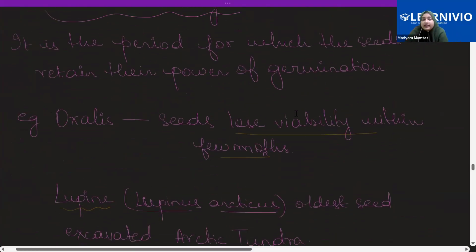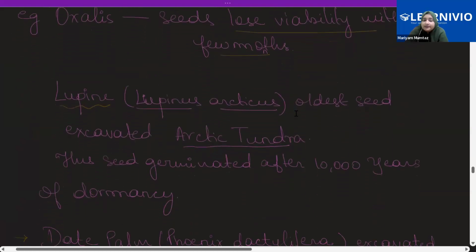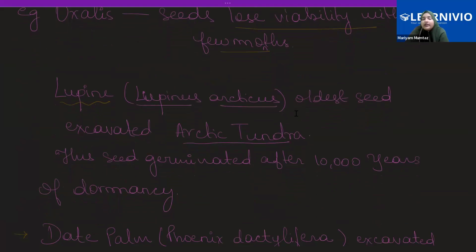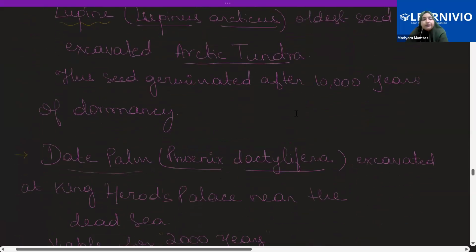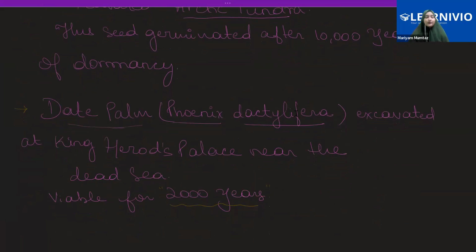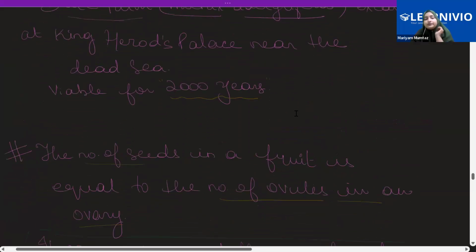So Oxalis, like the seeds of Oxalis, they lose viability within a few months. Lupine, it is the oldest seed that was excavated from the Arctic tundra, and it germinated after 10,000 years of dormancy. Imagine, it stayed alive for that long. Date palm, that is Phoenix dactylifera, was excavated at King Herod's palace, and this was viable for 2000 years. These examples are very crucial, you must remember them for your examination.